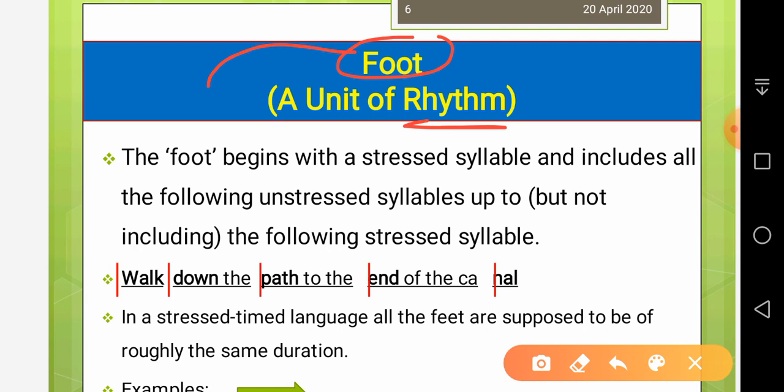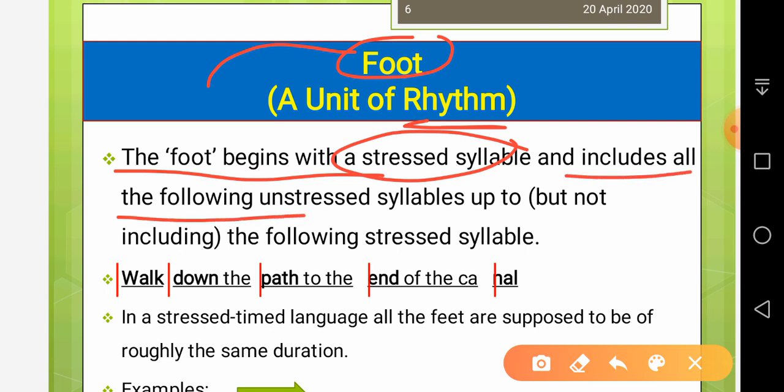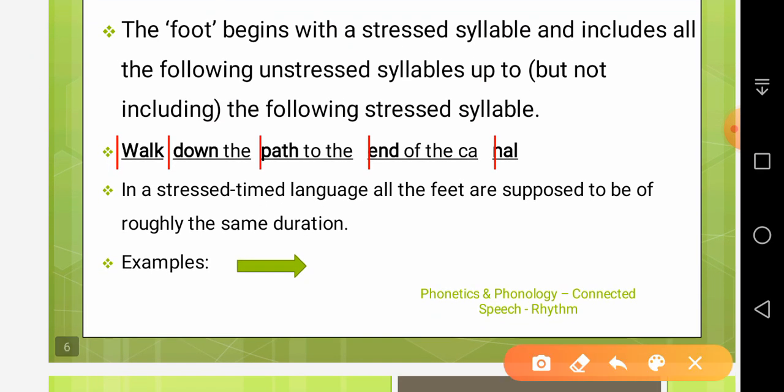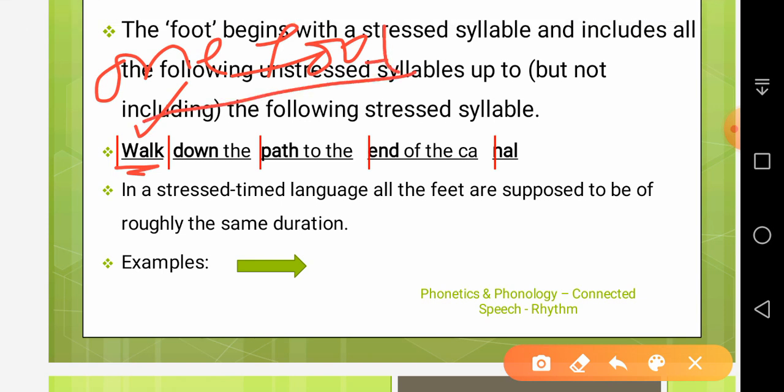A foot is defined with this definition, as you can see here. The foot begins with a stressed syllable and includes all the following unstressed syllables up to but not including the following stressed syllable. Let me explain. So here is a sentence: walk. This is one stressed syllable, as you can see here. Now this is known as 1 foot in rhythmic speech.